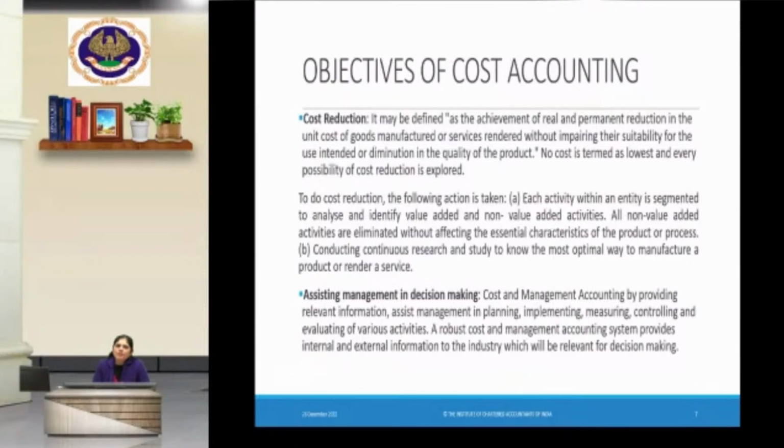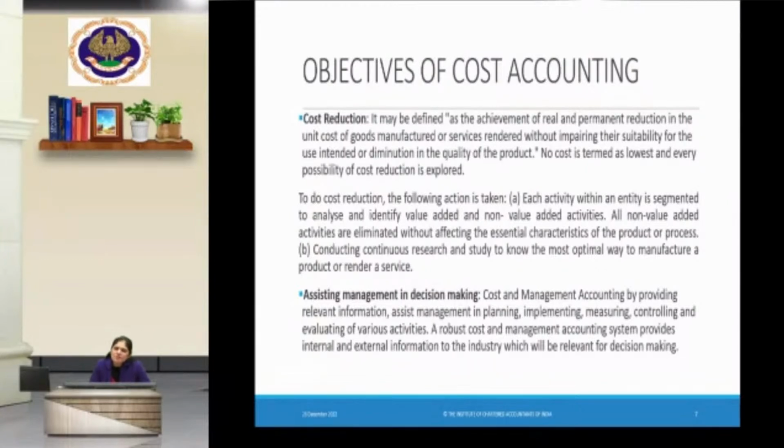So cost reduction process basically deals with monitoring very, very closely every activity, every process, so that non-productive activities or non-value added activities should be eliminated or should be minimized. So when the non-productive activities will be minimized, of course, the cost is going to decrease, right? The cost to the organization for that particular product. So that is the whole scenario of this cost reduction.